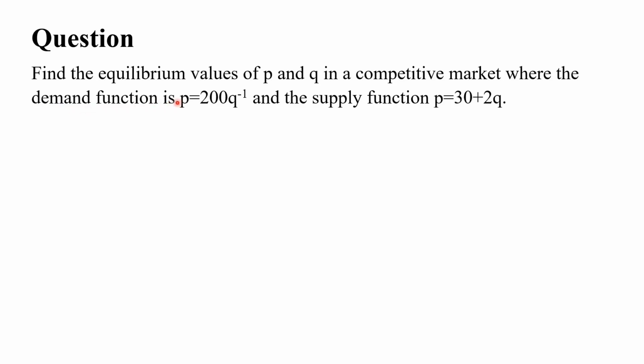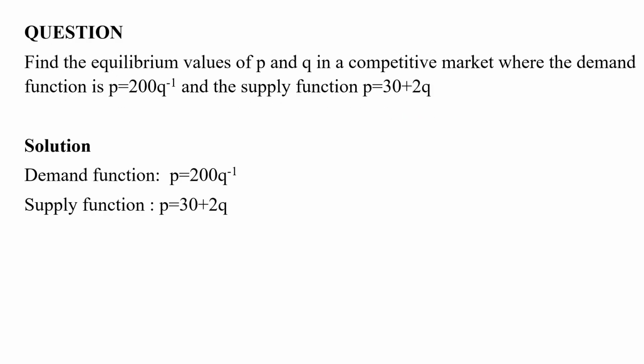Find the equilibrium values of P and Q in a competitive market where the demand function is P equals 200Q raised to the power of minus 1 and the supply function is P equals 30 plus 2Q. To solve this question, let us start by listing the parameters. We have the demand function as this and the supply function is 30 plus 2Q.